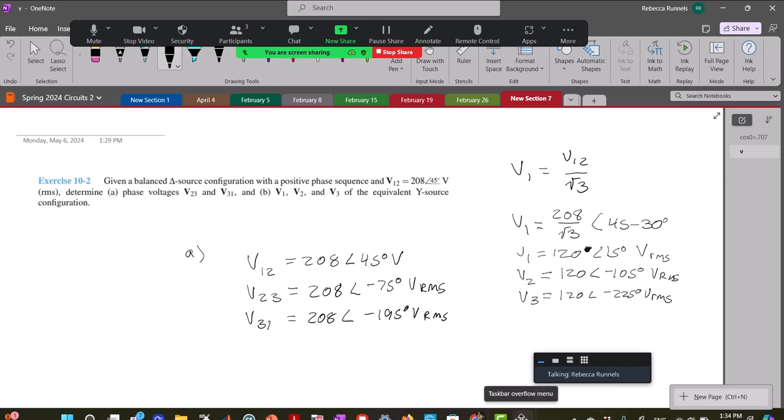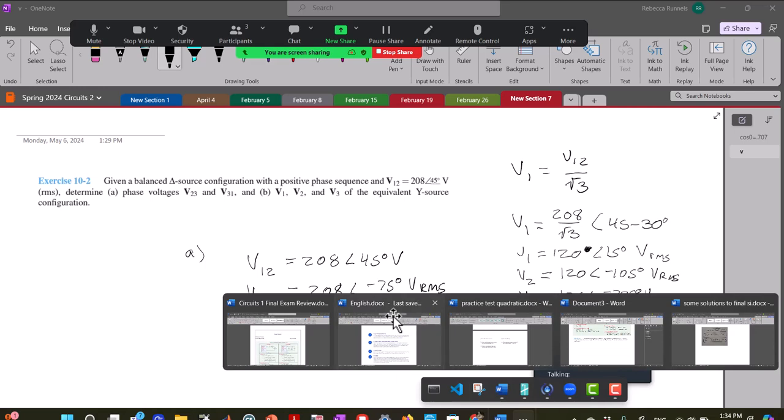Most of what I've seen is that the first one is whatever, then it goes minus 120 and then plus 120. Yeah, that's usually the way it's done.